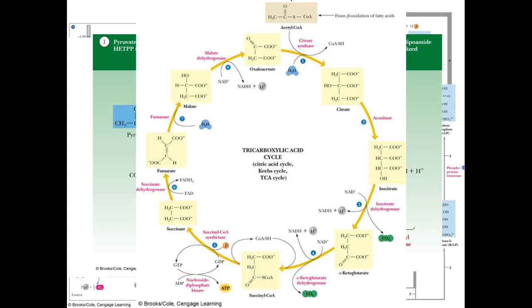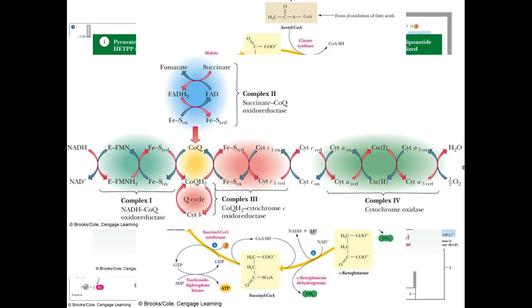Succinate is oxidized to fumarate. That's succinate dehydrogenase, by the way, complex 2 of the electron transport chain. Fumarate is hydrated to malate. Malate is oxidized to oxaloacetate, and that brings us back to the beginning of the citric acid cycle. But all those electrons have a big role to play because they're going to be moved from complex to complex of the electron transport chain.